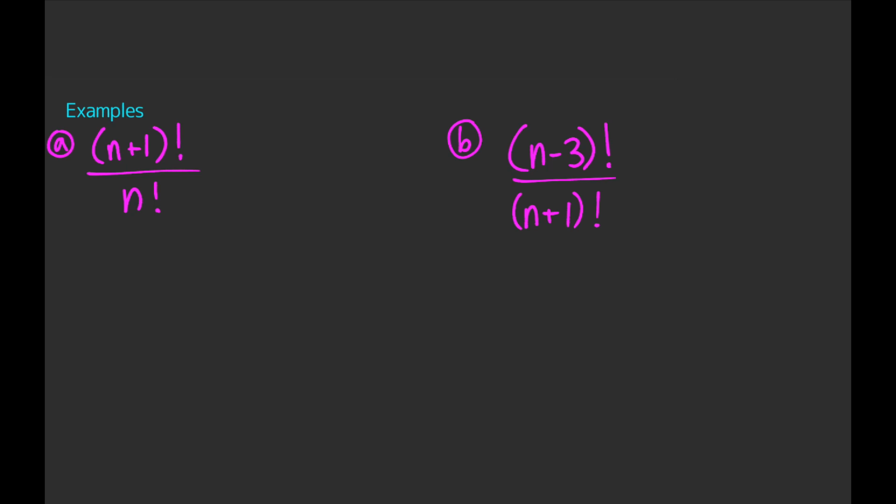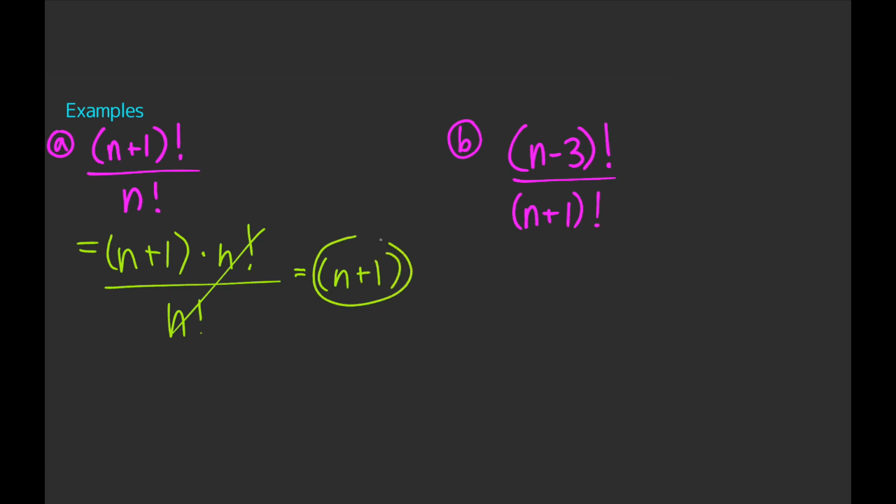Alright, so let's do some examples. Example A, we have n plus 1 factorial over n factorial. What we want to do is cancel out that n factorial in the denominator. So we are going to expand the n plus 1 factorial in the numerator to n plus 1. And then what would the next term be? We're going to subtract 1 from n plus 1, so that's just going to be n factorial over n factorial. The n factorials are going to cancel out, and we will be left with n plus 1. That's it.